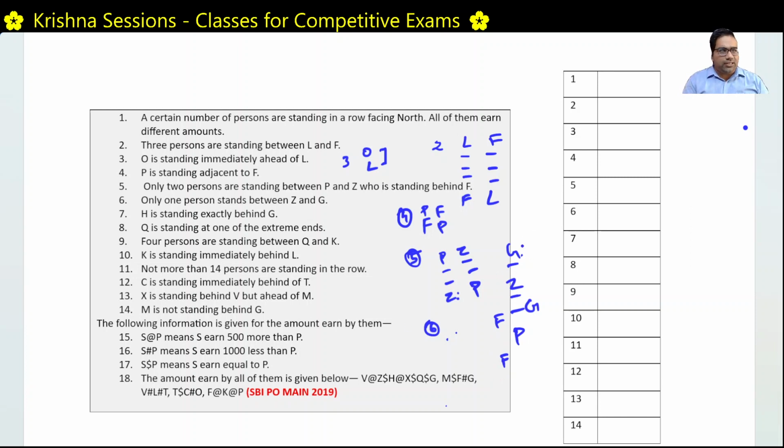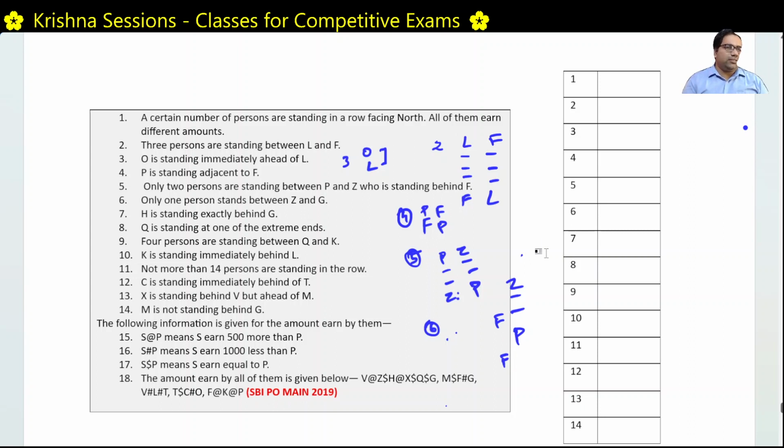Right. As per conditions number 4 and 5, P is adjacent to F, and if Z is above P, that means Z is above F, which is not possible. Z is standing behind F, right? If Z is above P, it will be above F also, because for F there are only two slots.